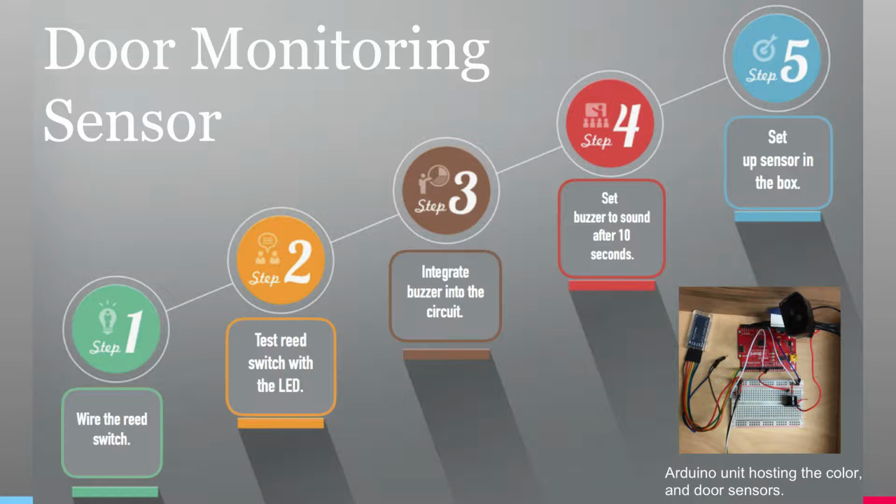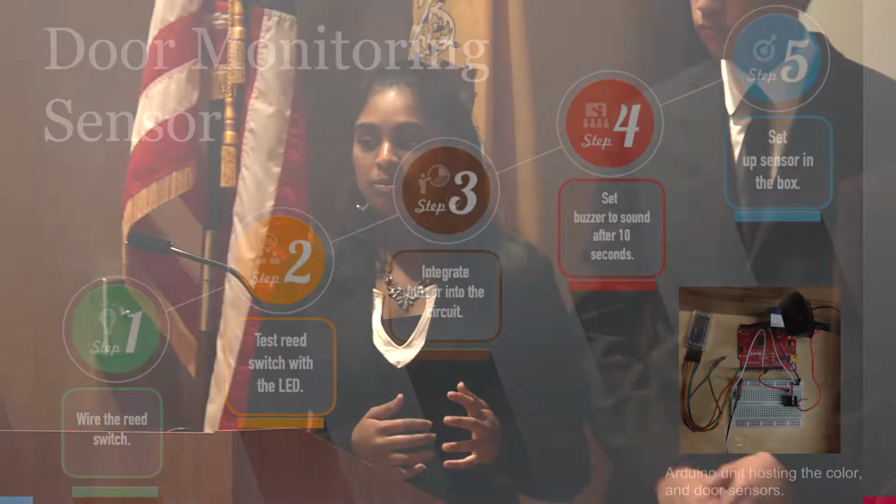Through step 4, we coded for a 10-second delay so that the buzzer would start to buzz 10 seconds after it was open, as not to irritate the user. And lastly, we set up the sensor in a box, as shown in the diagram below, to replicate the surroundings that it would be placed in an actual house.